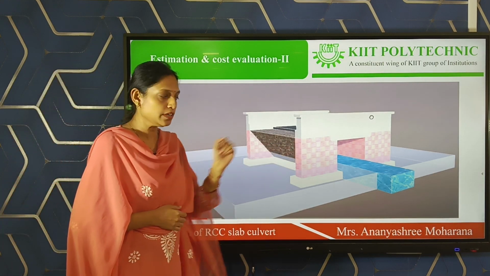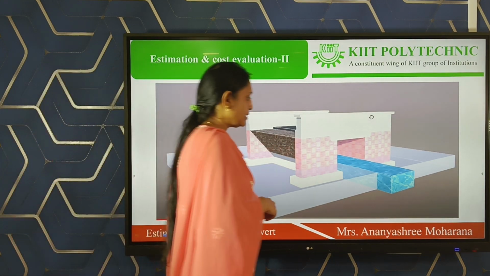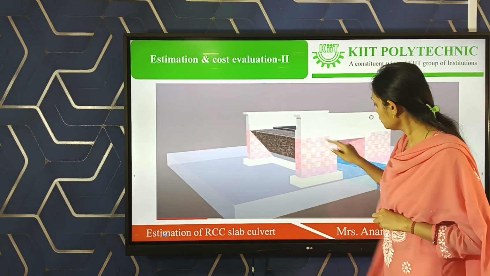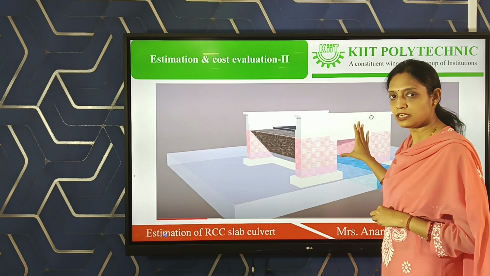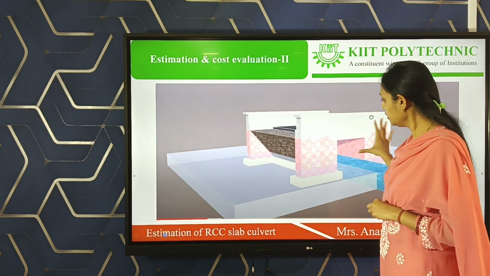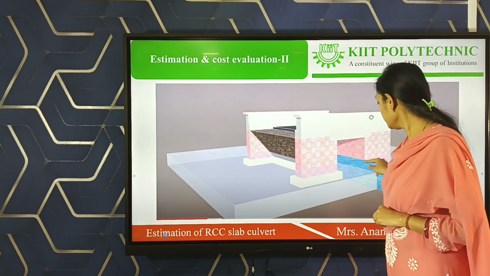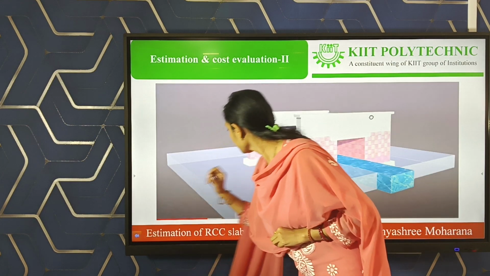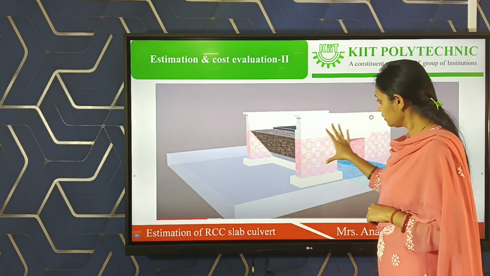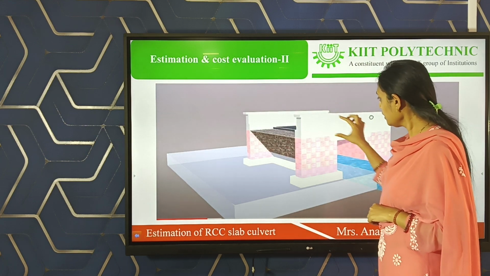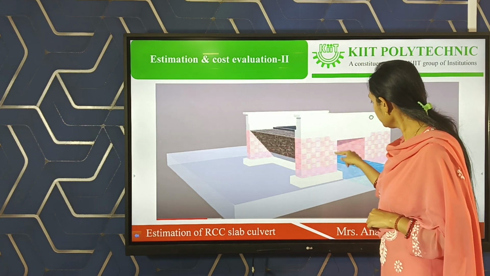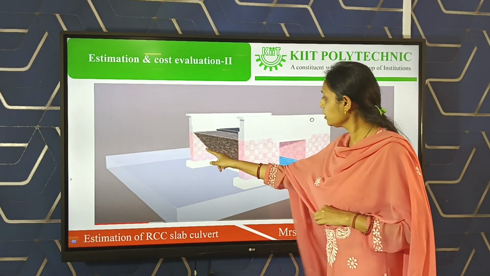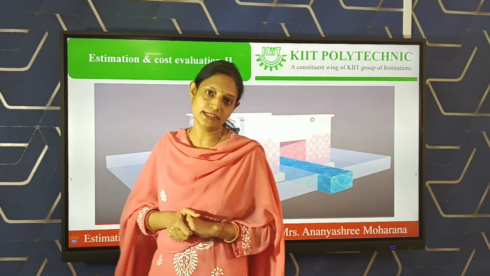Now you can see in this figure, this is the RCC slab culvert. Here you can see the slab portion, and this part is called the face wall of the RCC slab culvert. This is the waterway. This part is the abutment and this part is the wing wall. That means 4 wing walls are there.